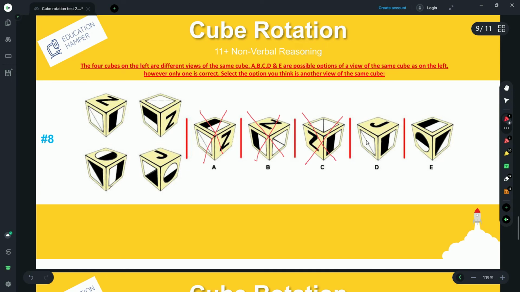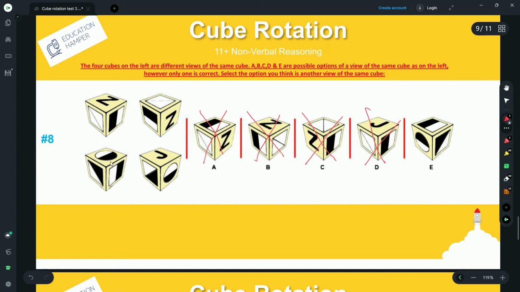Bottom of J to this square with the diagonal, and we don't see that in these examples here. So we can remove that, which means that E should be our correct answer. And all three of these shapes are here.